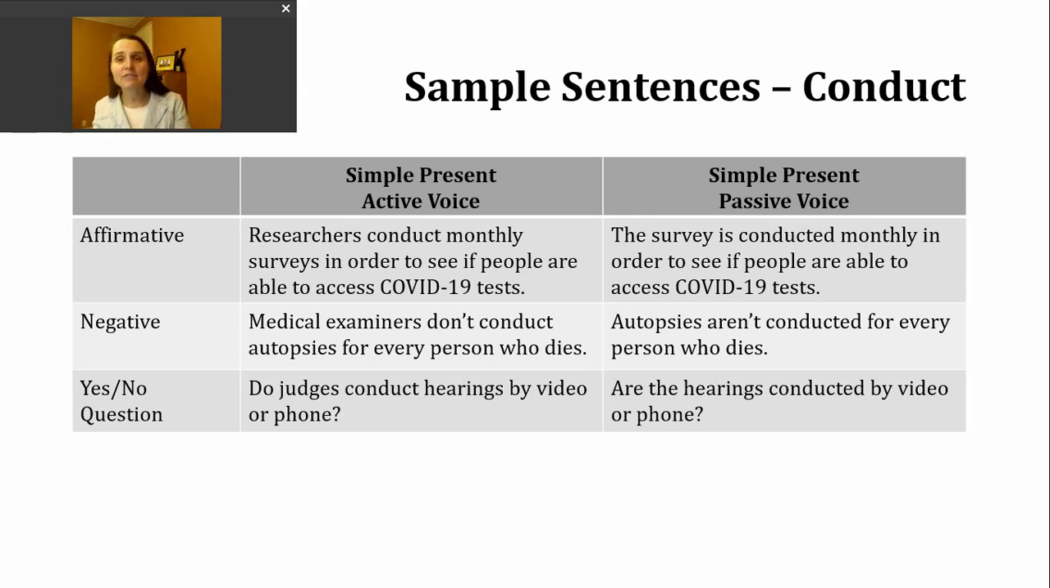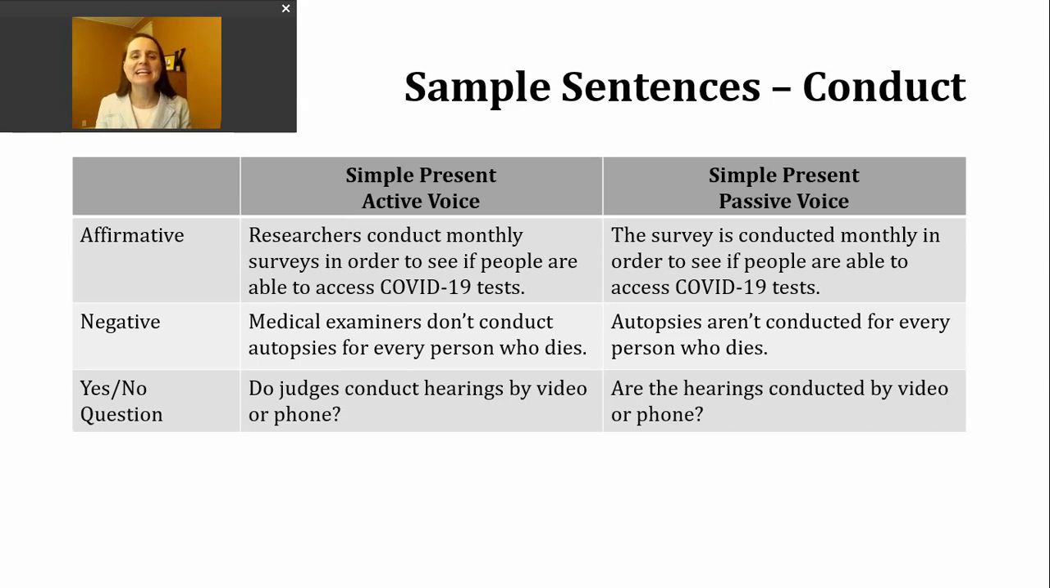To make passive voice in the simple present, I'm going to use a present form of be, so am, is, are, and then I'm going to use the participle form of the verb. So here's, again, the same idea, but a passive voice sentence. The survey is conducted monthly in order to see if people are able to access COVID-19 tests. So again, here, I think the writer really wanted us to focus on the survey and not so much on who's doing the survey.